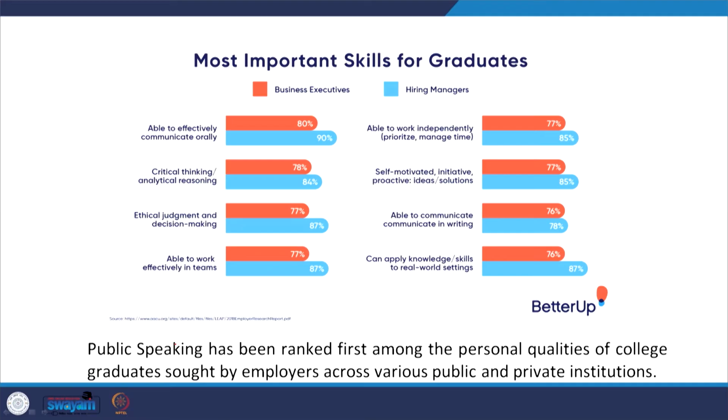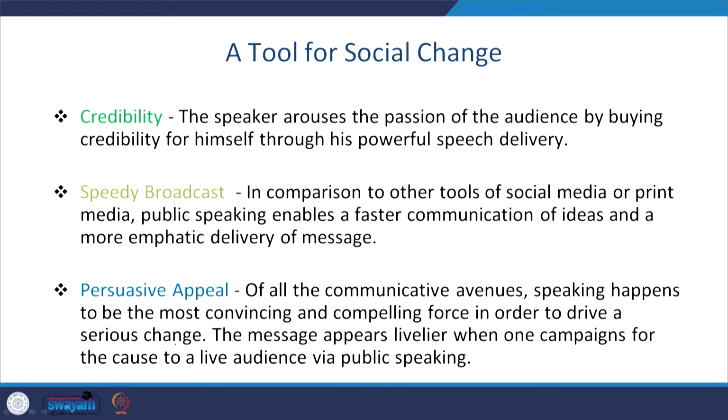And once you start working in teams, you can work in teams only when you know the art of persuading. Now public speaking has been ranked first in this category, and public speaking can also be a marker of social change. Let's go back to the books of history. We were under the rule of the British. How did we become a free nation?